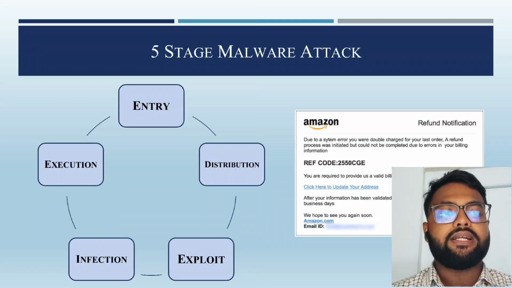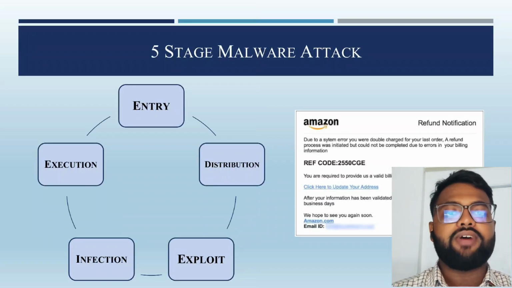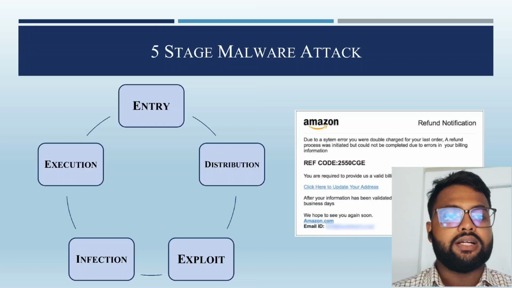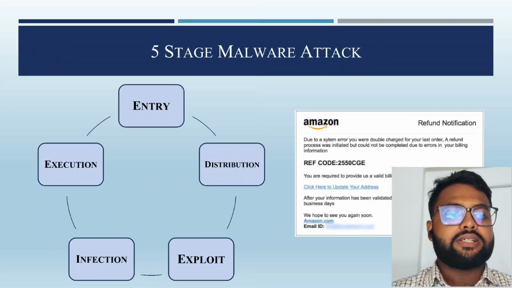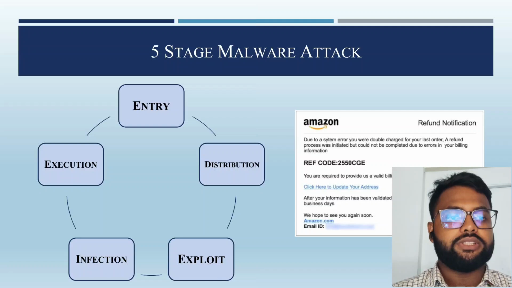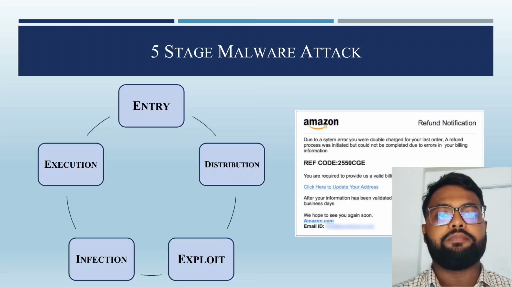Stage 4, persistence. The malware ensures it stays on the system even after restarts or antivirus scans. This allows long-term access. Stage 5, exfiltration. Finally, the stolen data is sent back to the attacker. This could include personal files, login credentials, or financial information. Understanding these stages helps security professionals detect and break down malware at early stages.